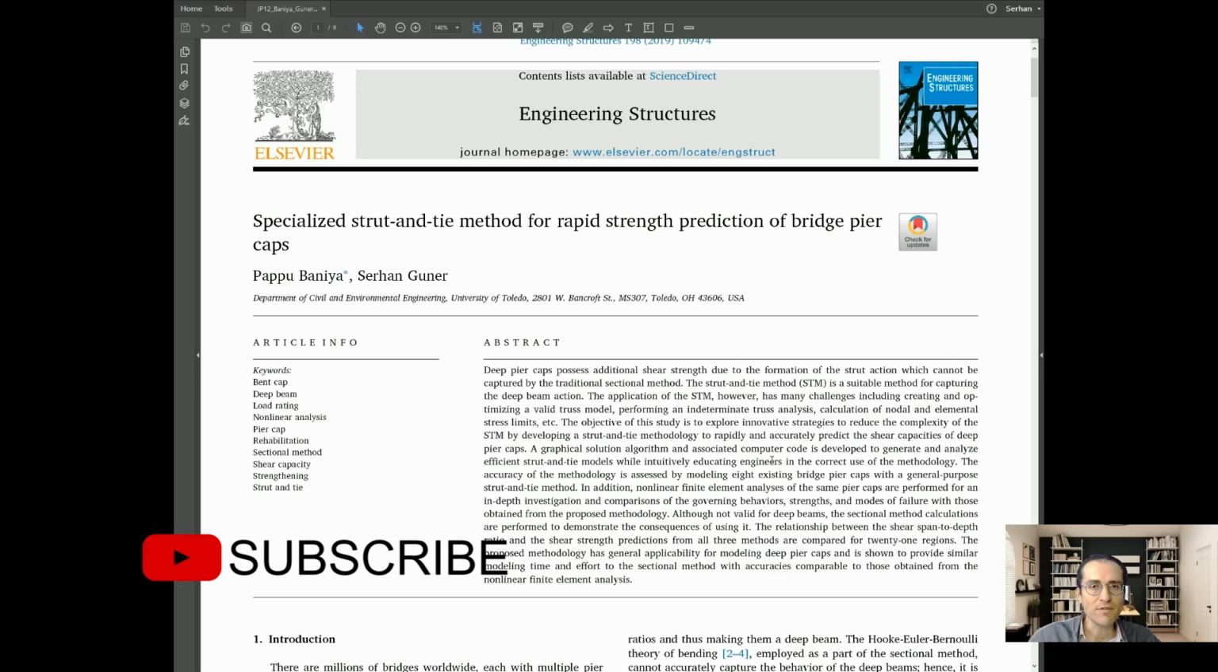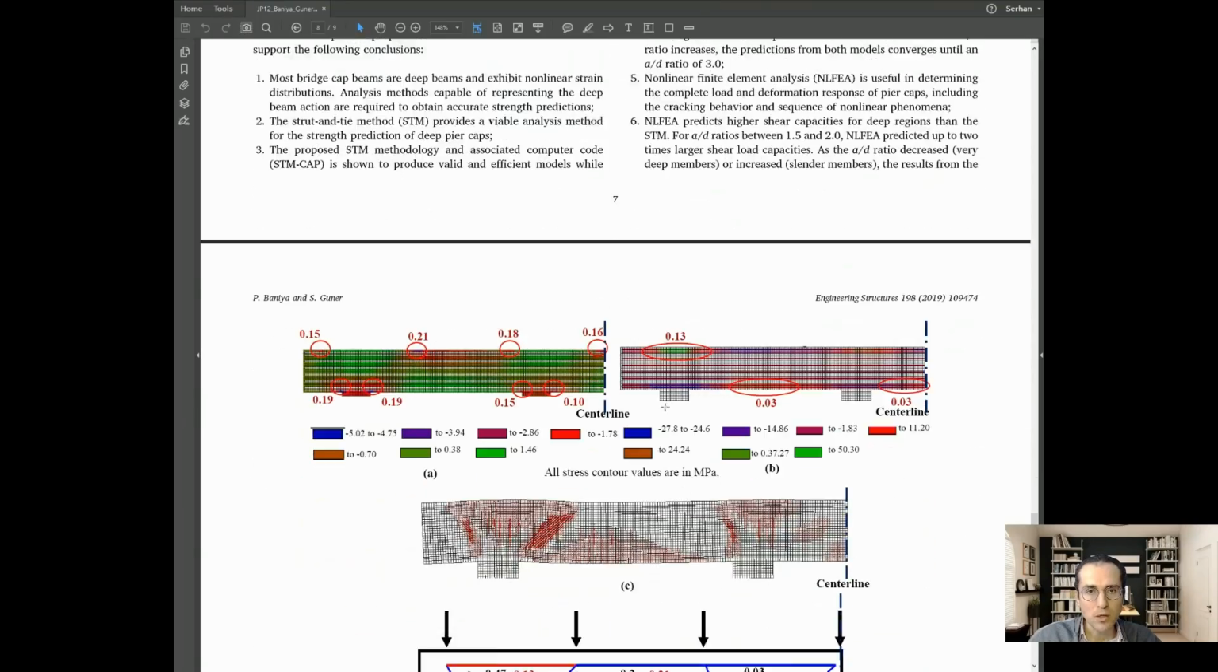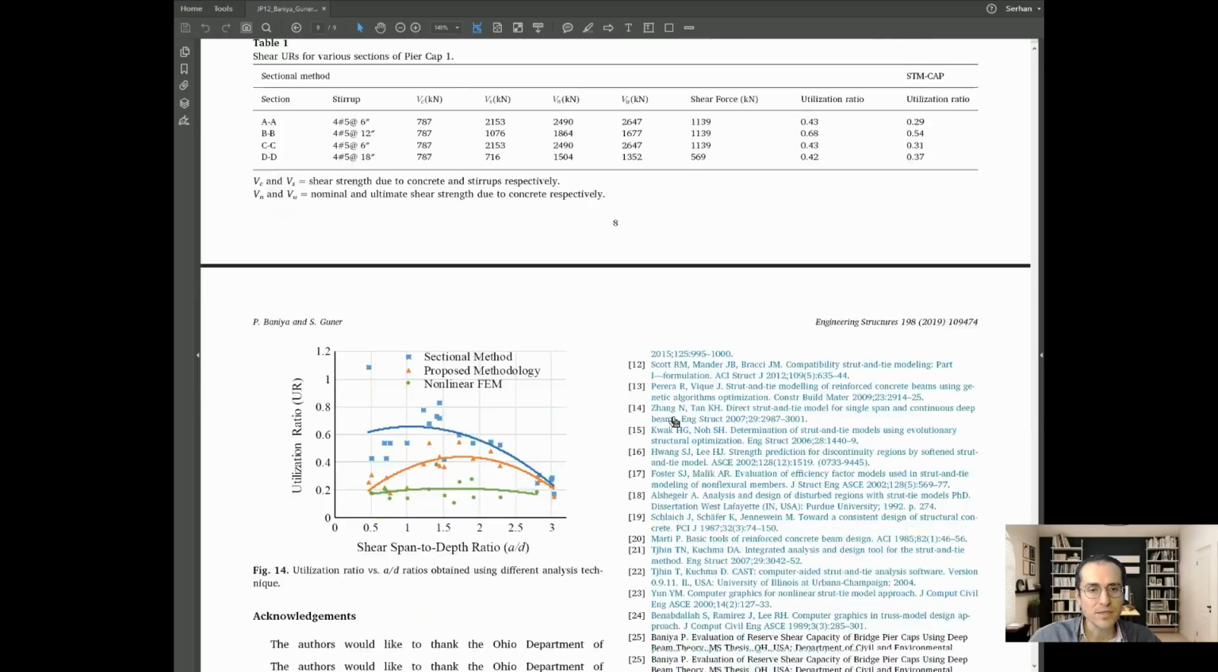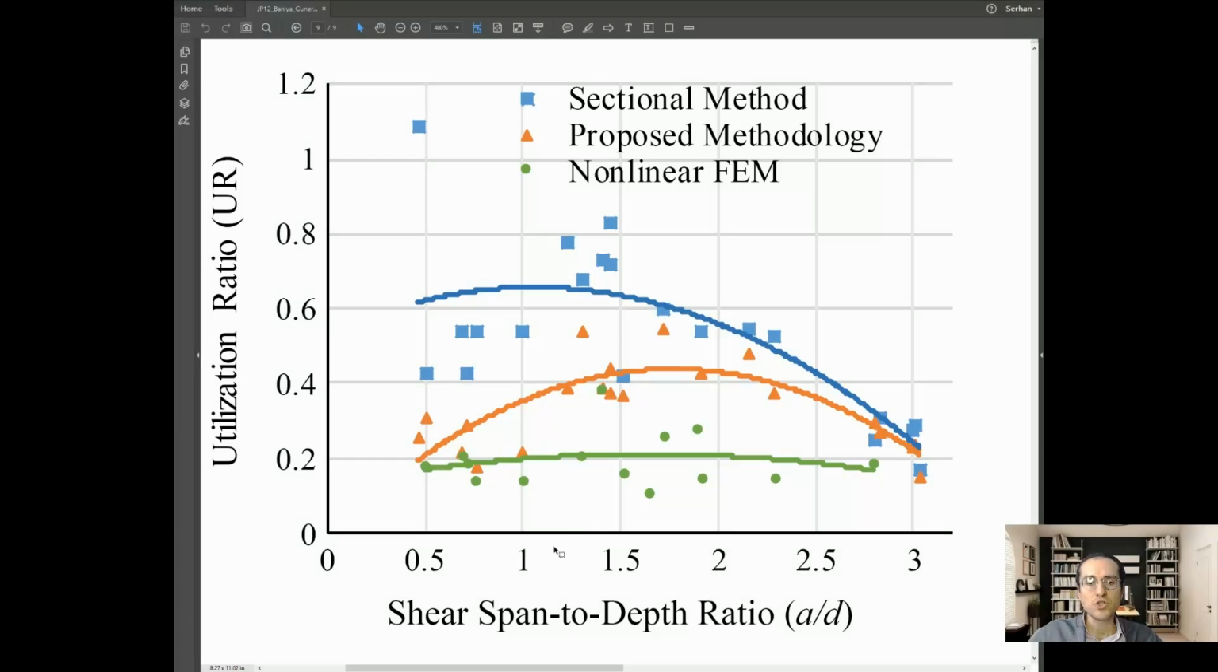Let's look at one of my journal papers. This is a paper about how to analyze deep members. I would like to show you a plot to better clarify shear span to depth ratios. It shows you shear span to depth ratio, which is on the horizontal axis. Utilization ratio is on the vertical axis. If the utilization ratio is 1, the member is at capacity. So in other words, the smaller the ratio, the less utilized the member is, meaning that it has more reserve capacity. So you want ratio to be smaller.